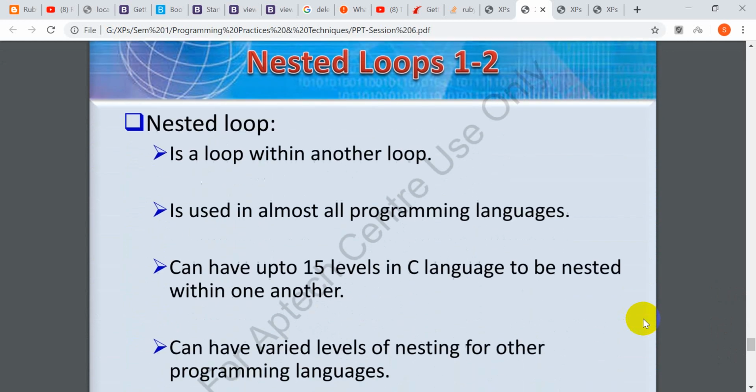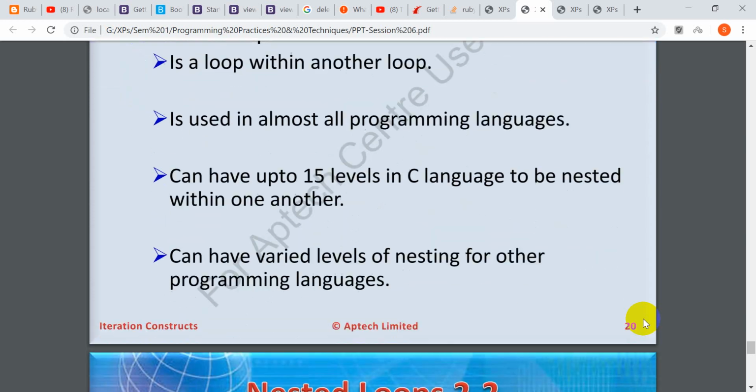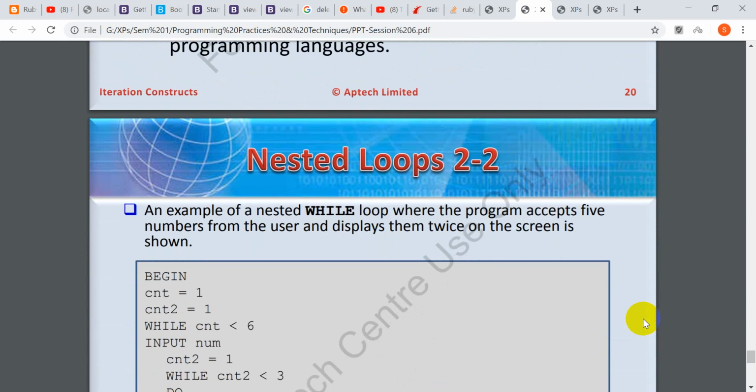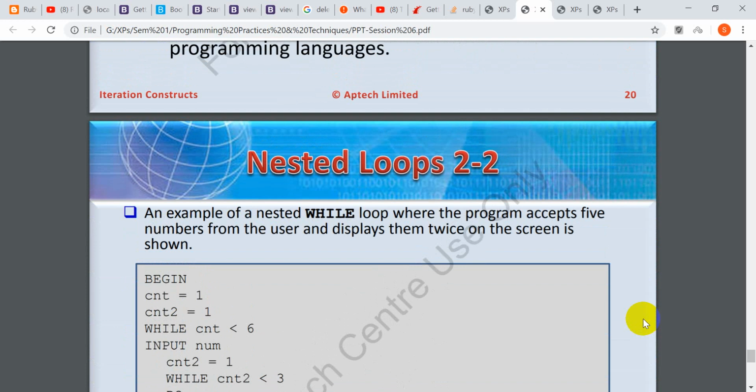Then nested loop. Do you know what a nested loop is? A nested loop is a loop within a loop. A loop within another loop. It's used in almost all programming languages. It can have up to 15 levels in C language to be nested within one another. It can have varied levels of nesting for other programming languages. So it is a loop inside a loop, like you have two loops together. You have loops, looping.